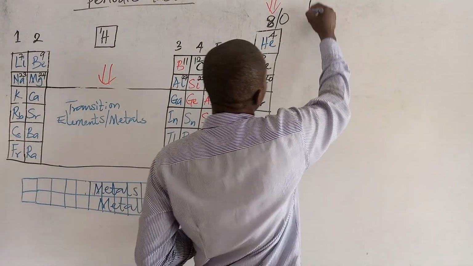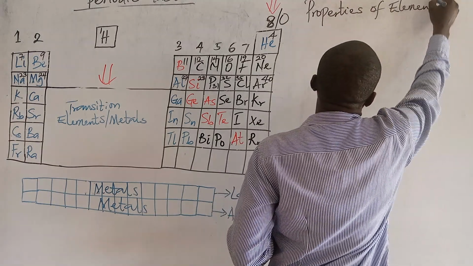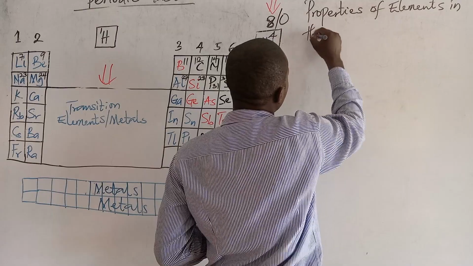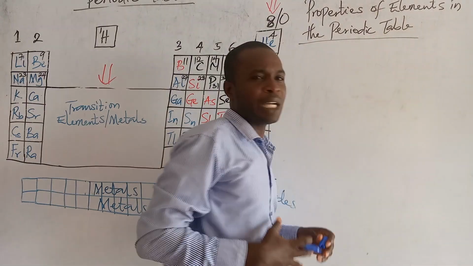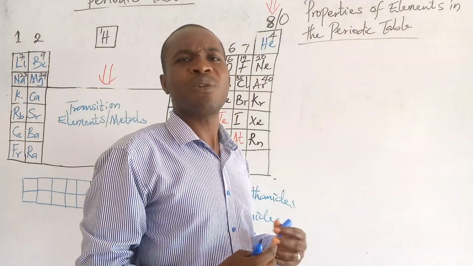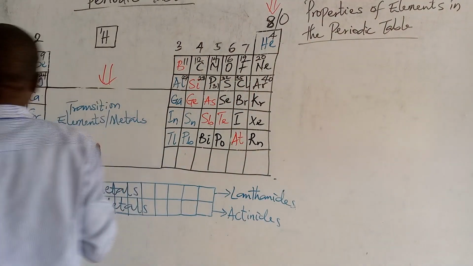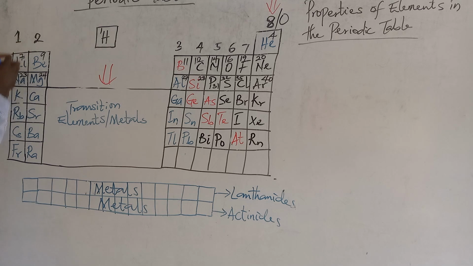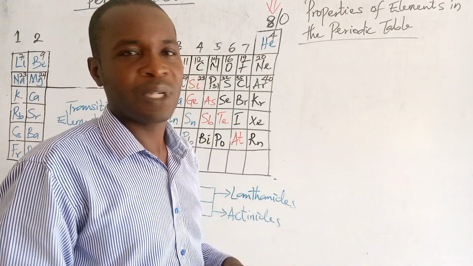We want to look at properties of elements in the periodic table. Now, the way elements are arranged in the periodic table, they are arranged based on some important properties. As you can see, from lithium down this group, this is the same group, group 1, and from beryllium down in that group, there is a recurrence of character, recurrence of behavior between those elements.